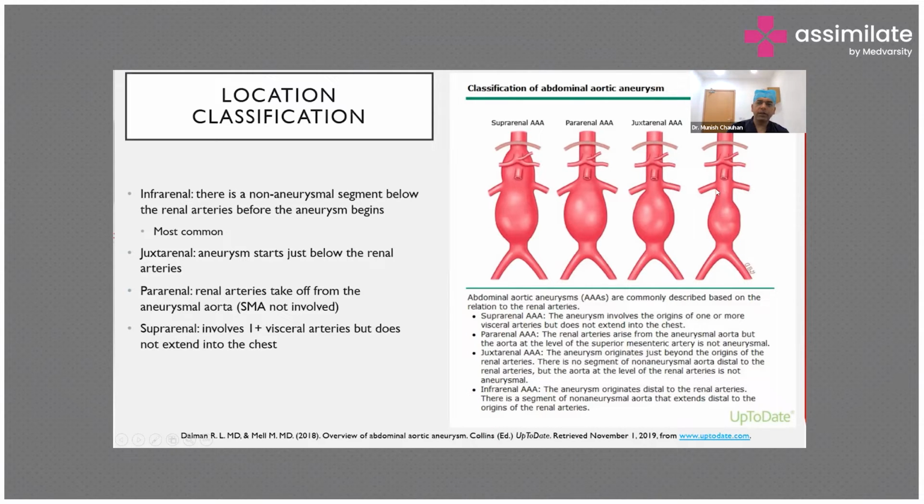If the normal area is there, it's infrarenal, and if it is just below, without any normal region, that's juxtarenal. Pararenal is if the renal arteries take off from the aorta like this, but the SMA, superior mesenteric artery, is not involved. These arteries are clear. And if all of it is involved, this is a suprarenal aortic aneurysm. That means more than one visceral artery is taking off from the aneurysm, going up to the chest. So this is how we categorize it: infrarenal, juxtarenal, pararenal, or suprarenal.